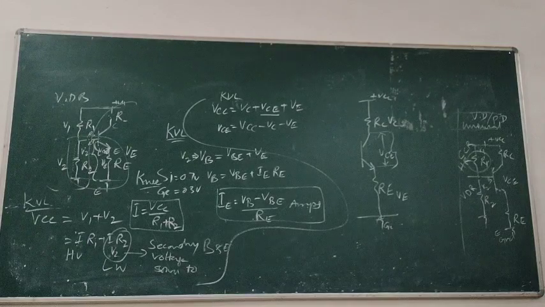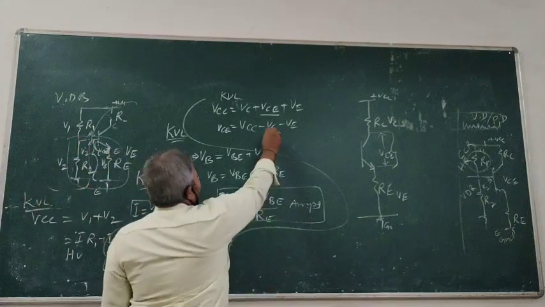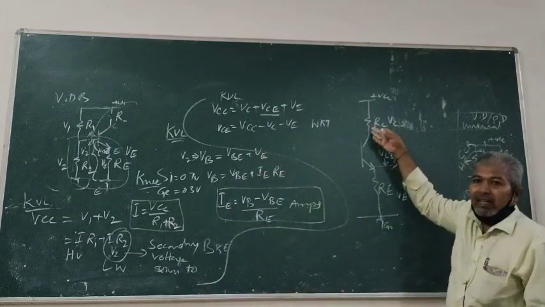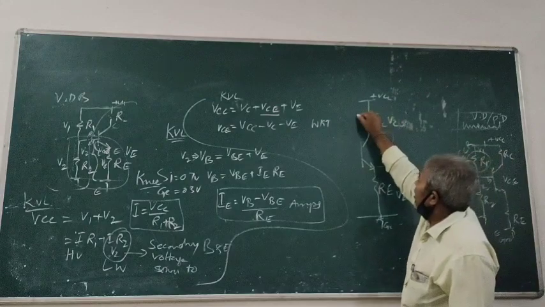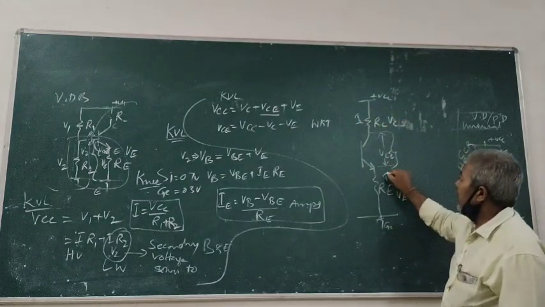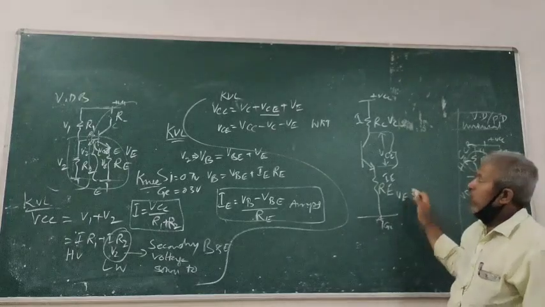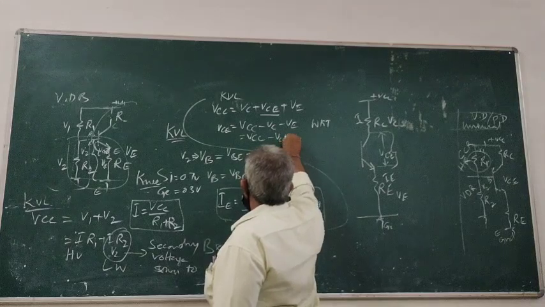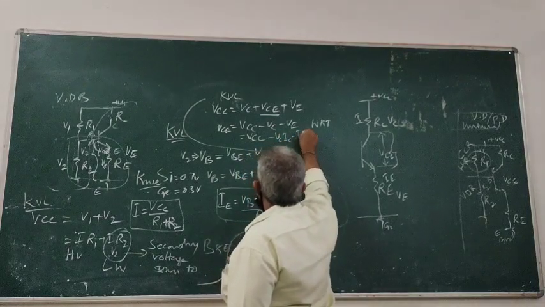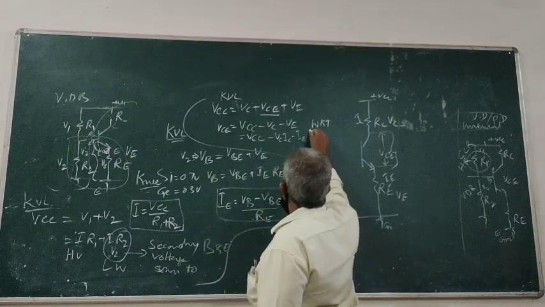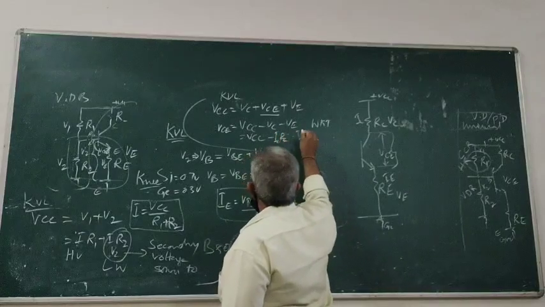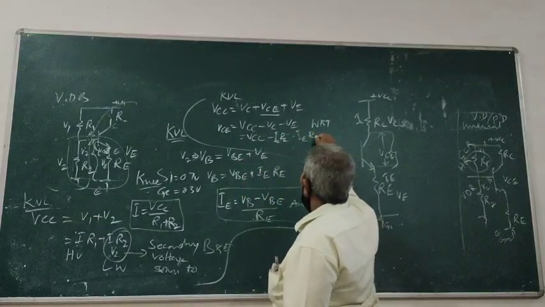We know that the collector current comes here. So the IC is there, so you get VC. Here the IE is there, so we have VE. Now you can substitute this value: VCE is equal to VCC minus IC RC minus IE RE.